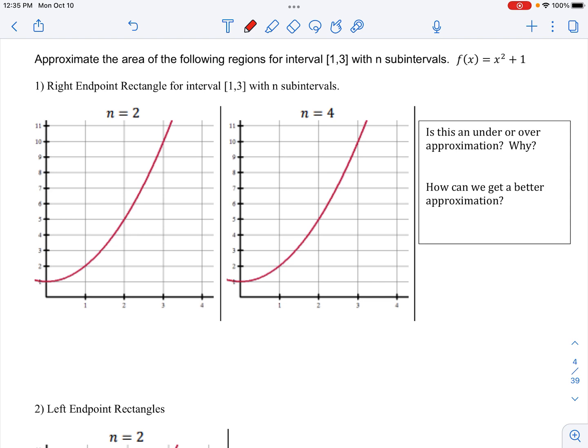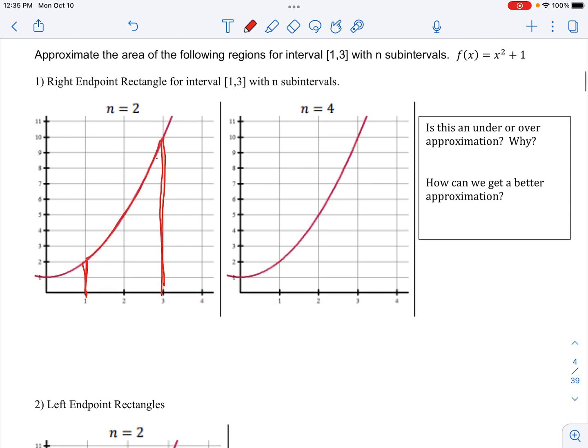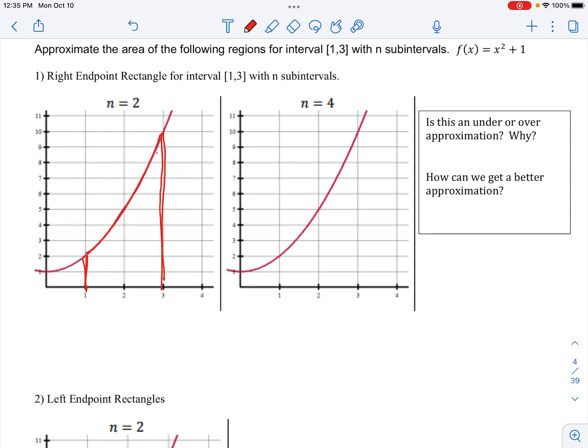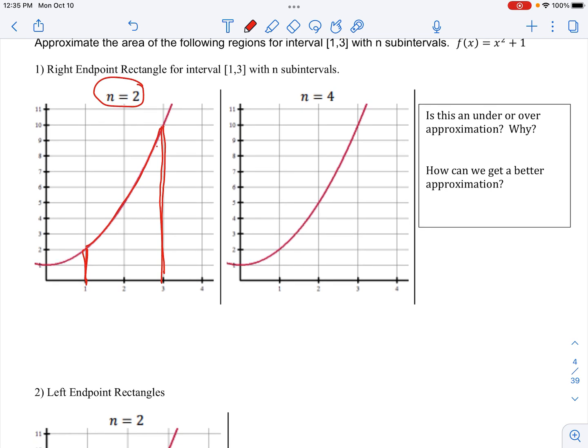Now, if this was not a curve, if this was a straight line, we have formulas from geometry that we could use to do that. But since this is a curve right here, we're going to just do an approximation using rectangles because we know how to find the area of a rectangle. So this is going to tell you how many rectangles I use, and I'm going to tell you what type of rectangles to use.